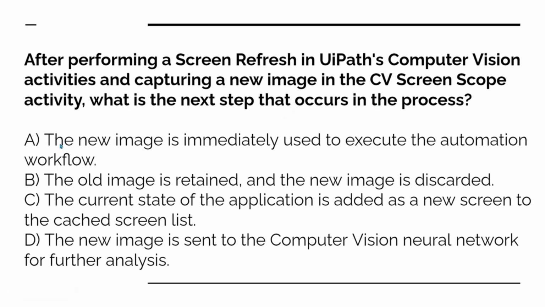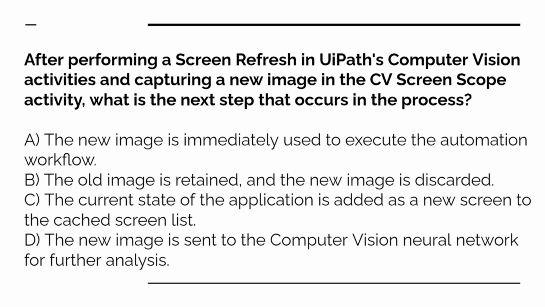So the options are, A, the new image is immediately used to execute the automation workflow. Is it right? Option B, the old image is retained and the new image is discarded. Is it right? C, the current state of the application is added as a new screen to the cached screen list. Is it added? Do we remove the old image or do we just add the new image? Cached means you are adding it as a new screen to the cached screen list. Option D, the new image is sent to the computer vision neural network for further analysis. Now pause this video, take your time, comment your answer.